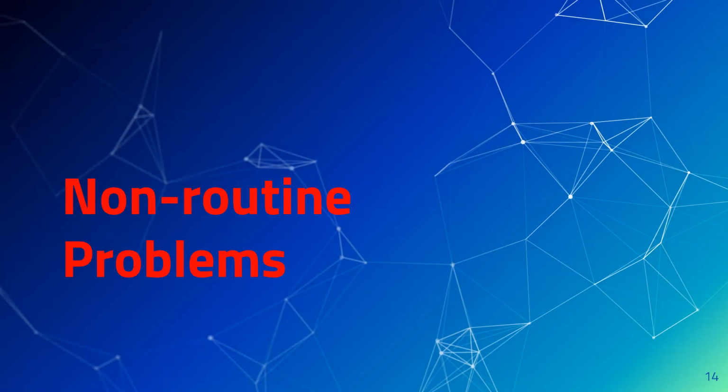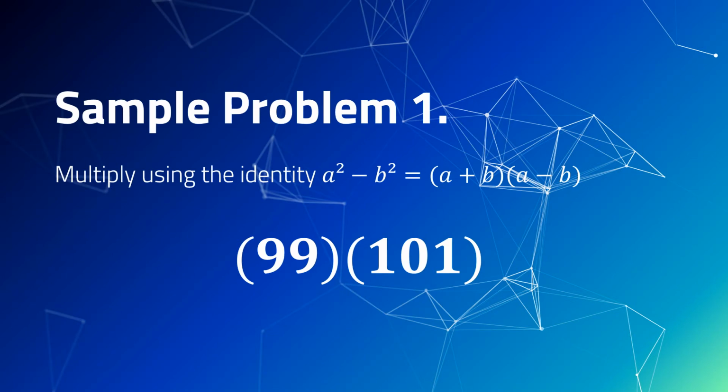We can actually apply the concept of finding the factored form of the difference of two squares using these non-routine problems. Multiply using the identity a squared minus b squared is equal to a plus b times the quantity a minus b. Okay, so we're going to use this identity, a plus b times a minus b, to find the product of 99 times 101.